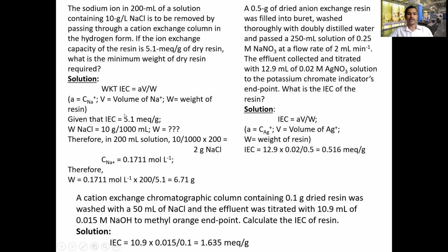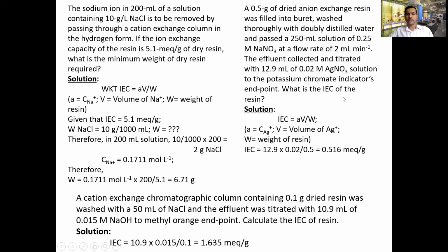So ion exchange capacity can be calculated by using the expression IEC is equal to A into V divided by W. Because A and V are given, IEC has also been given, W we have to calculate. This is for cation exchange resin. This next one is related to anion exchange resin.